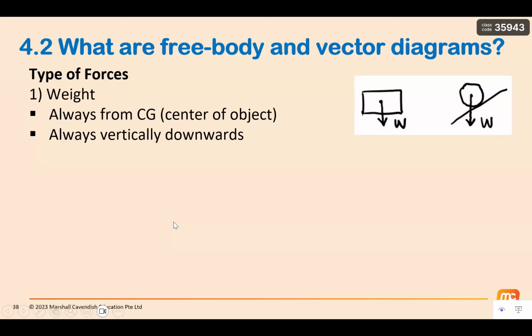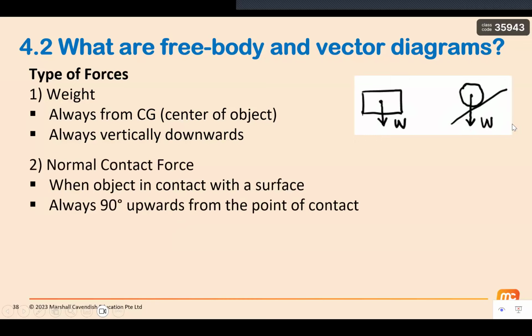Okay, so it looks something like that. If I have a box, then the center of gravity, or the weight, will be from the center of the box vertically downwards. And if I have a sphere rolling down a hill, the weight is not along the hill sloping down. The weight is still vertically downwards from the center of the object.